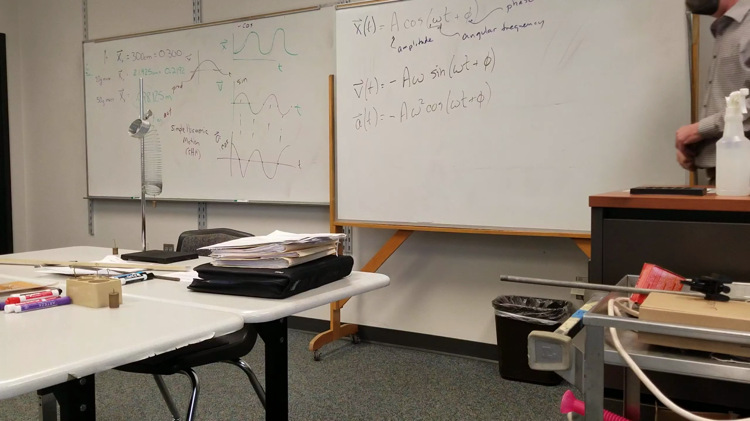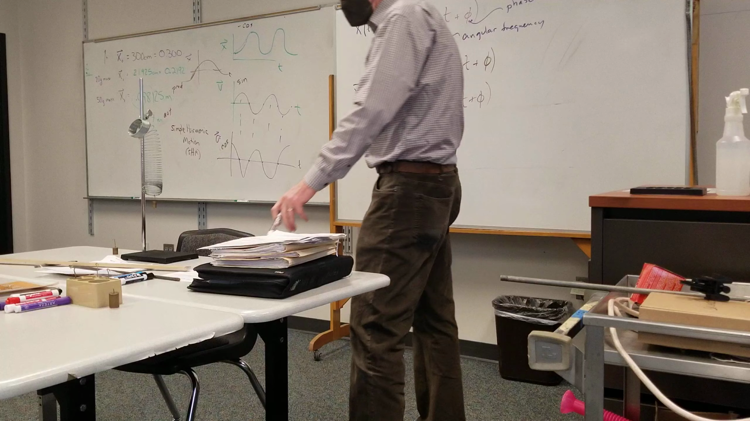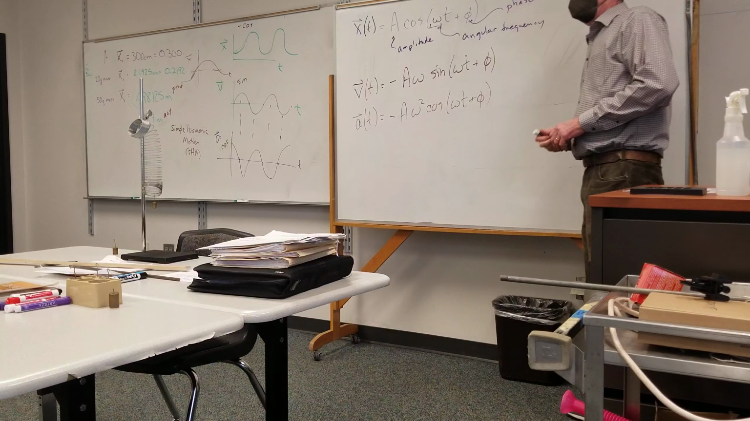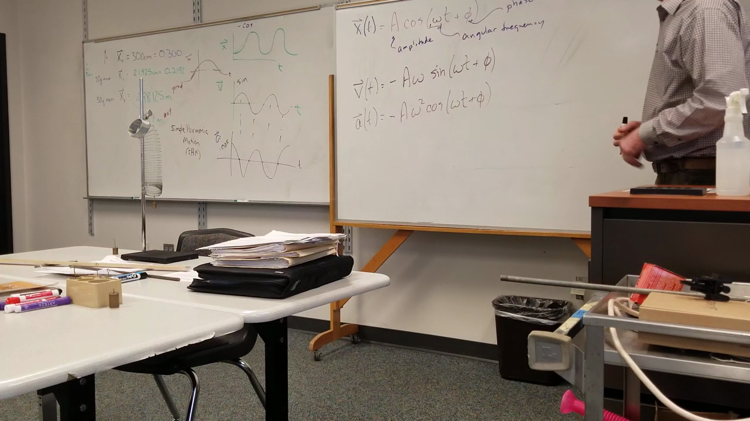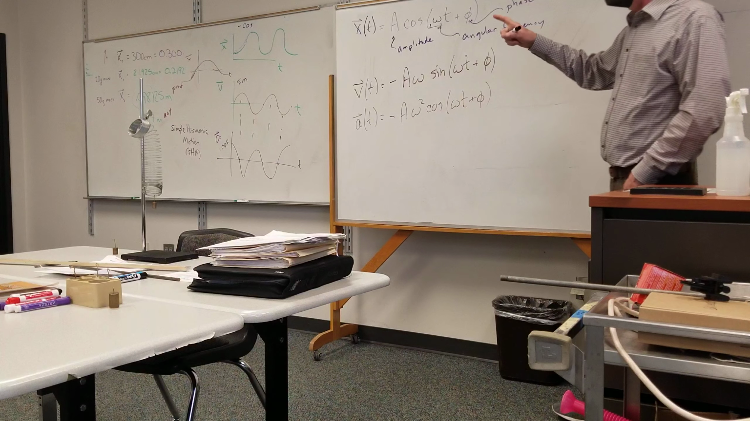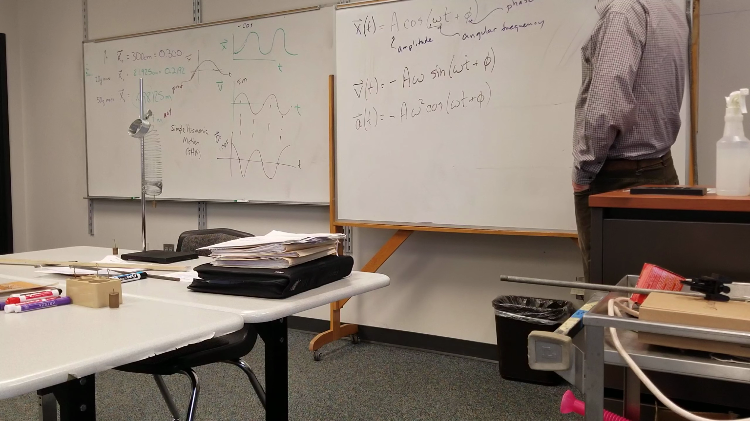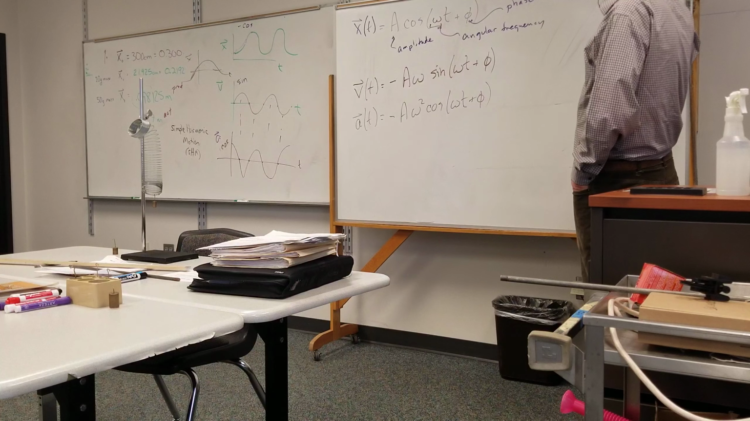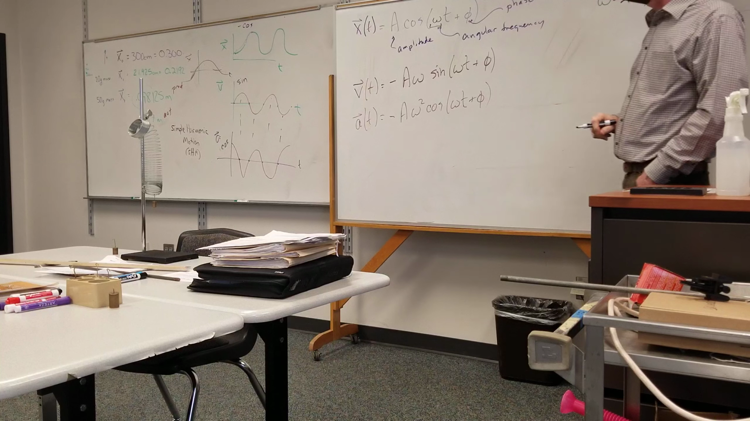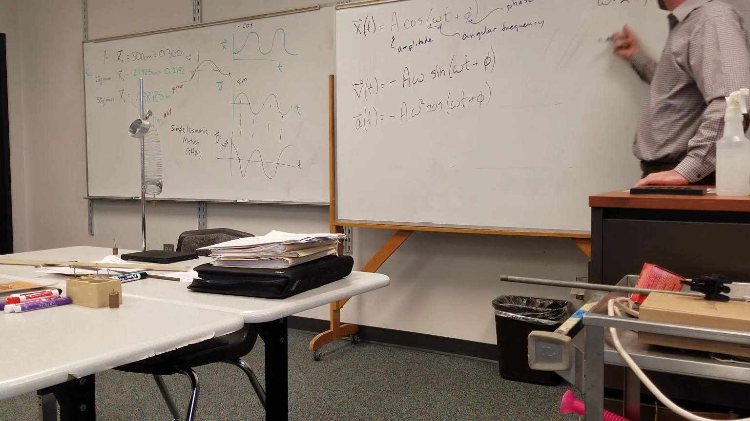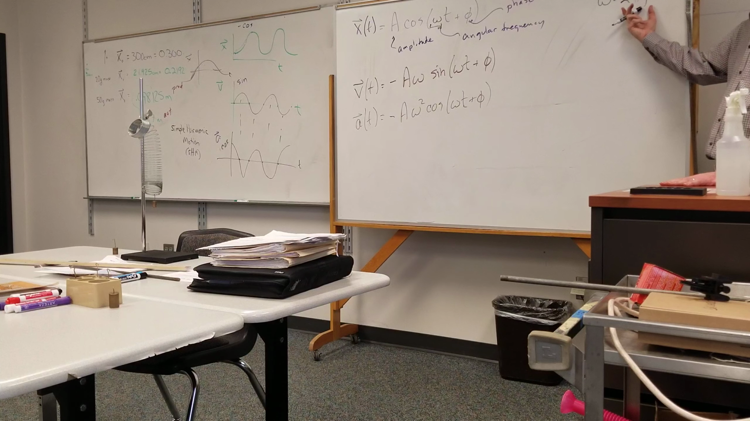The textbook writes it slightly differently. I use omega just because I don't feel like writing much. But there is a relationship between the angular frequency and the frequency. The angular frequency is equal to 2 pi times the frequency. And the textbook doesn't want to use omega for some reason, so instead of having omega t here, they write 2 pi f t.